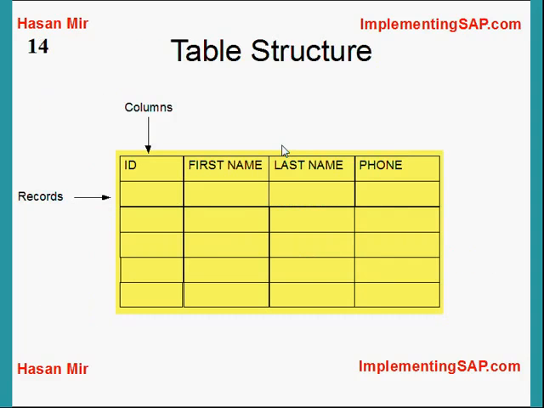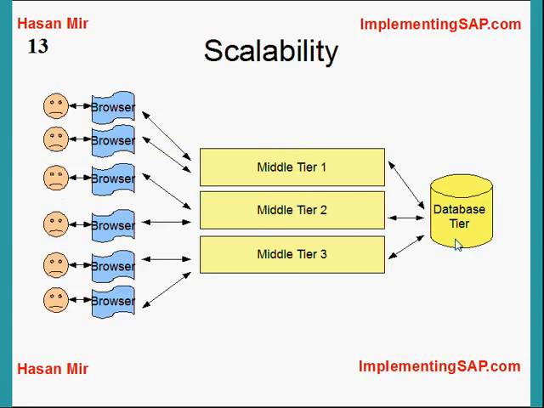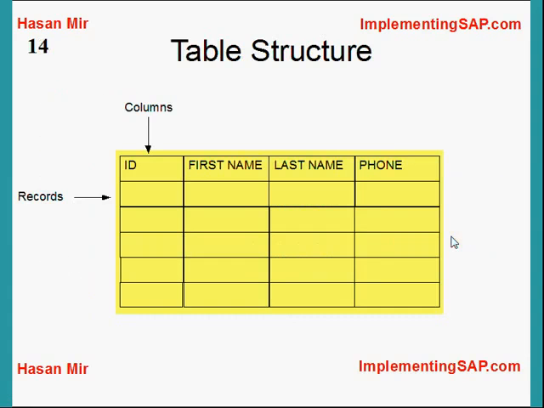Now we know that data is stored in the database, and data is stored in tables. You can imagine a table as a spreadsheet which has columns and rows. That's pretty much it.